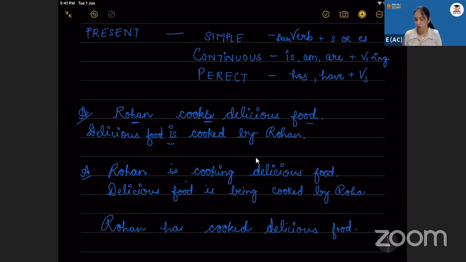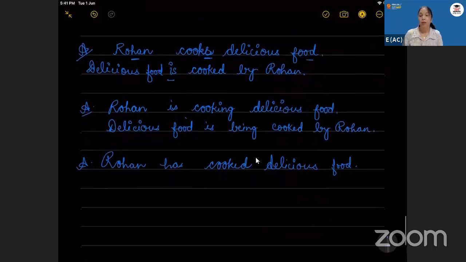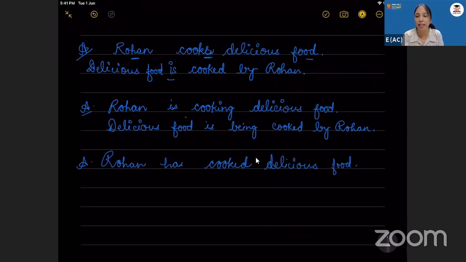Very good. Who is coming to convert number 3? Any of the boys. Hriday, come now. Hriday, converted. Rohan has cooked delicious food. Delicious food has been cooked by Rohan. Very good, Hriday. Delicious food has been cooked by Rohan.